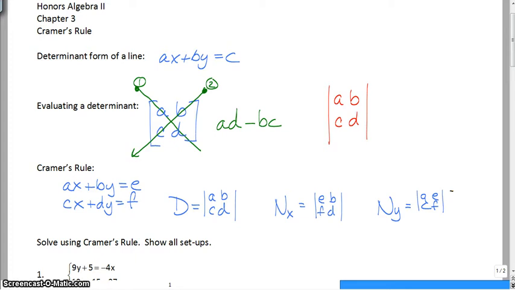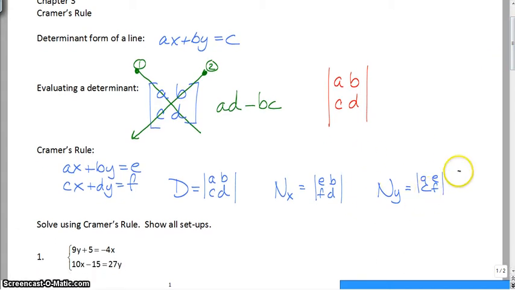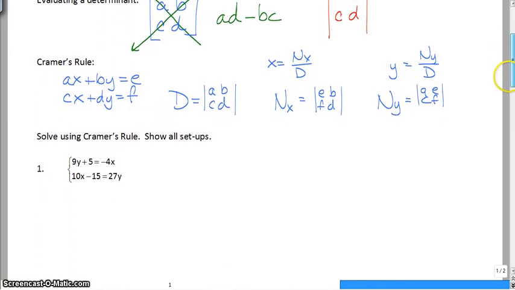Okay? And then to find X and Y, you set up a little fraction where X will equal NX over D, and Y is going to equal NY over D. Okay? So I know it's a little confusing, but that's the pattern. Once we do a couple examples, I think it'll make more sense.